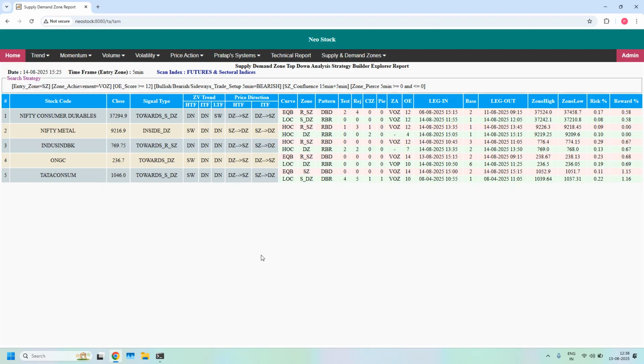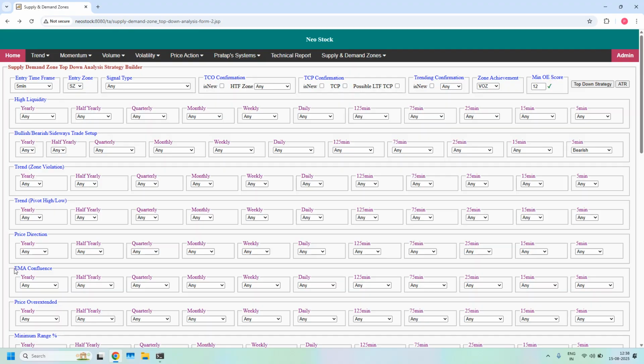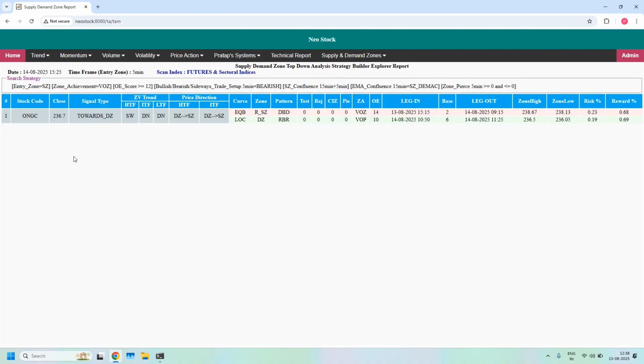Let's further verify whether any 15 minute supply zone has daily EMA confluence. So one stock is filtered. That way this 5 minute supply zone might have more high probability to get success, provided lesson 20 checklist items are satisfied. Otherwise the zone might be violated.